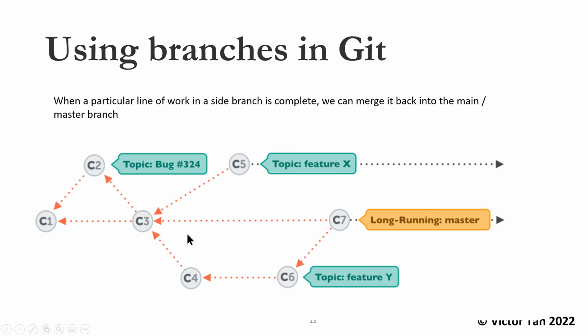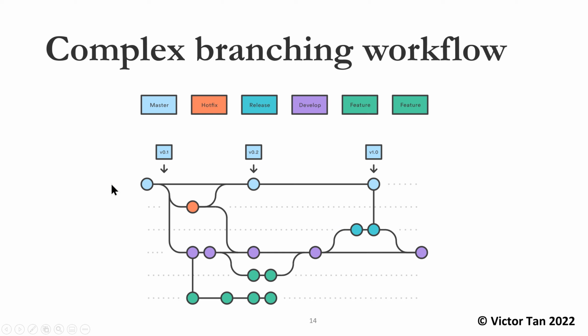Here's another example. Again, you have a long running branch, the main master branch, and then you have various feature branches. You have a feature branch here, another feature branch here, and a bug fix branch here. So for a very large project, you may not have only one feature branch, you may actually have a variety of branches other than the main master branch.